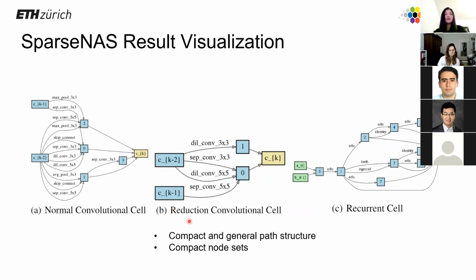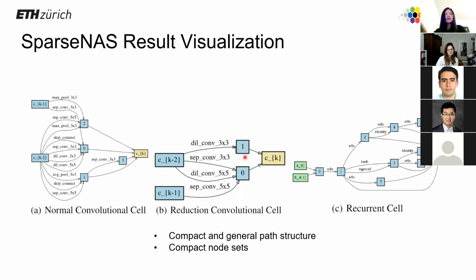Very interestingly, in the reduction convolutional cell, we only have two intermediate nodes remaining. That is, we remove two useless and redundant nodes in our supernet. And you can see we have a very general path structure here. For example, some nodes can have multiple incoming operations from previous nodes, and some nodes maybe only have a single operation connected to them.